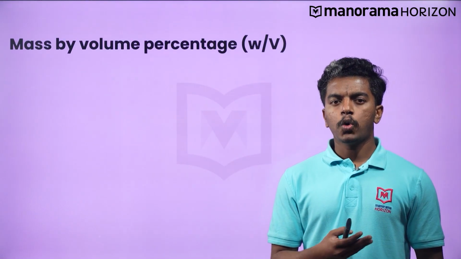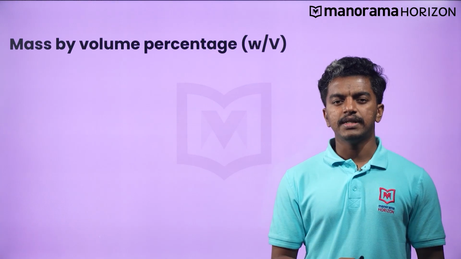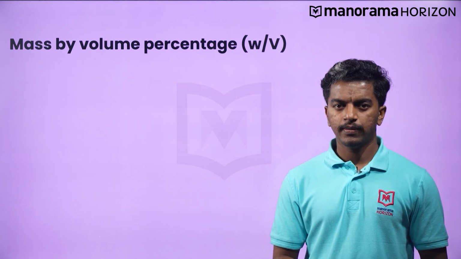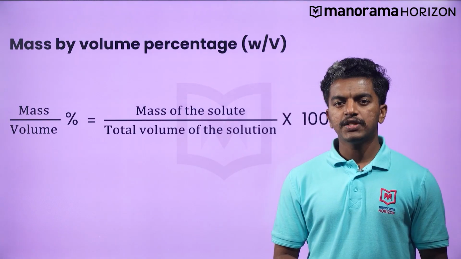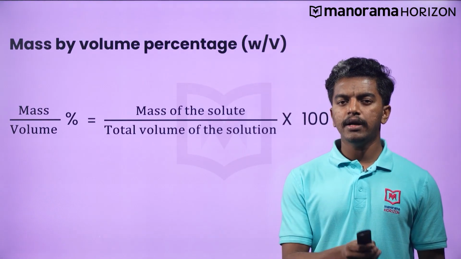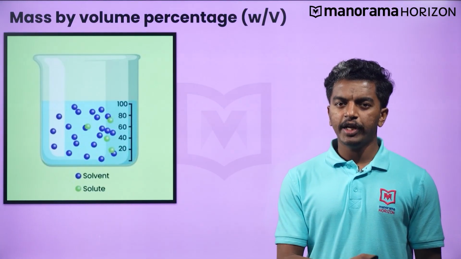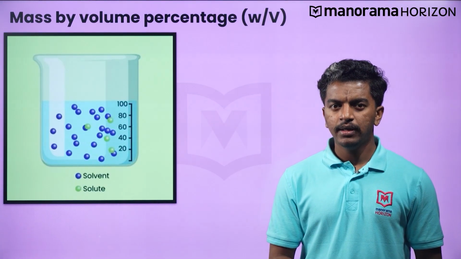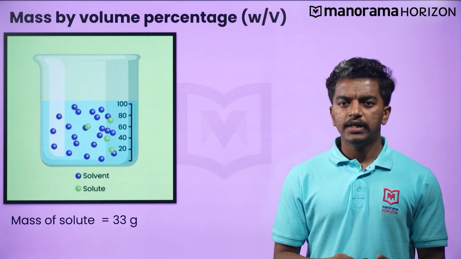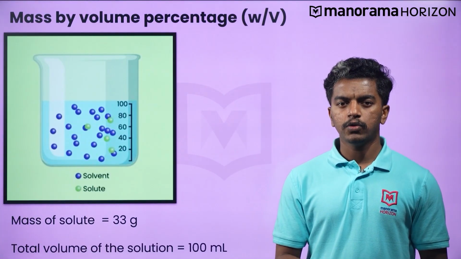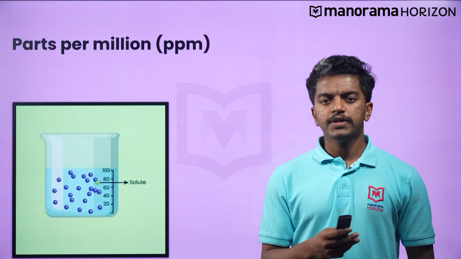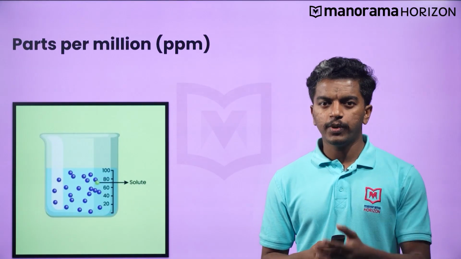Another unit which is commonly used to express concentration is mass by volume percentage. It is the mass of solute dissolved in 100 ml of solution. For instance, a 33 weight by volume percentage means that 33 gram of solute is dissolved in 100 ml of the solution. The next way of expressing concentration is parts per million.